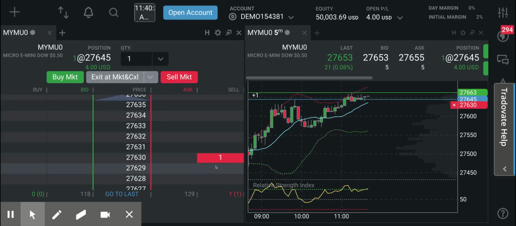So this just simply means that if this trade goes against me, since the micro E-mini has a multiplier of 50 cents, the most I can lose on this particular trade would be $7.50, because remember, 15 times 50 cents would be $7.50. So remember, the micro E-mini has a multiplier of 50 cents.